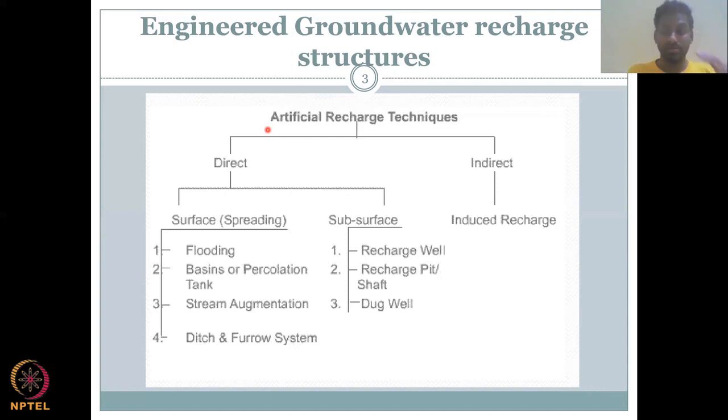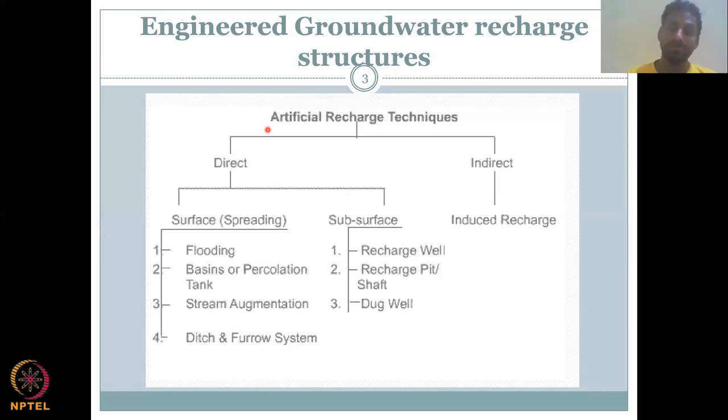So how can you increase the contact time between the water and the land? You could increase that by flooding. You flood the area, let the water pond up, so a thickness of water is on the land, and that time is given to the land to infiltrate the water and take it to the groundwater. Multiple methods are there. Others are basins or percolation tanks, stream augmentation, and the ditch and furrow system. We've seen the ditch and furrow system in the previous lecture also, but here we'll look at how it works in the groundwater network.